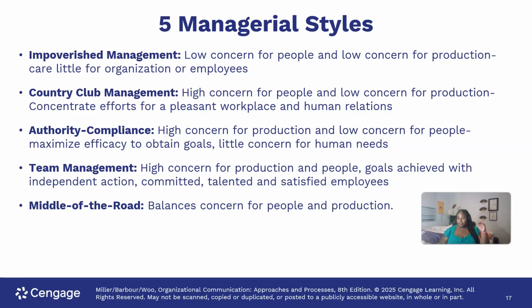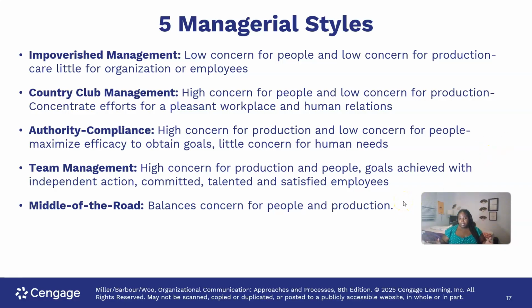Then we have authority compliance. So we have a high concern for production and low concern for people, similar to Theory X. We maximize efficiency to obtain goals, but have little concern for human needs. So you might have higher turnover from these jobs, maybe a lower reputation as far as like, oh, you don't want to work at this particular job because you don't treat their employees well. So there's some consequences to that as well.